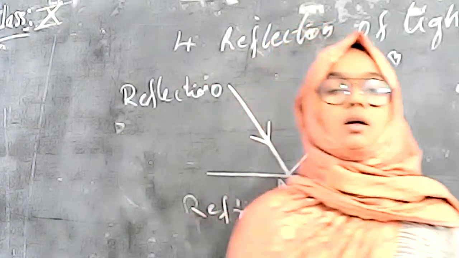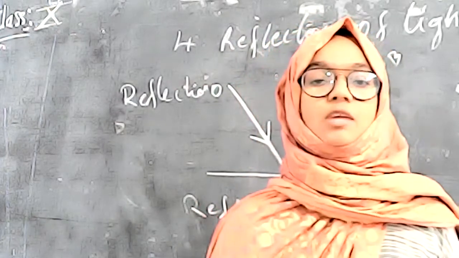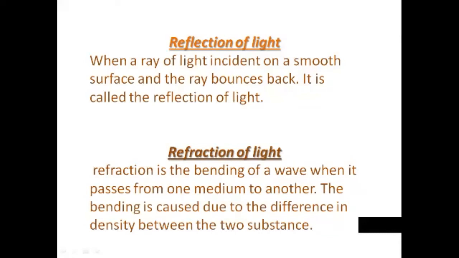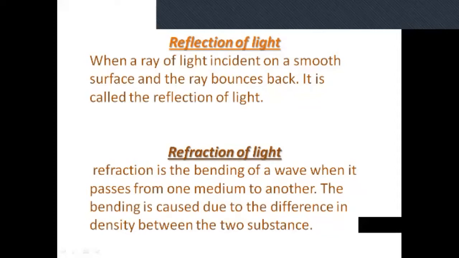Okay, so let's discuss through the slide what reflection and refraction are. Reflection of light: when a ray of light is incident on a smooth surface and the ray bounces back, it is called the reflection of light. Refraction of light: refraction is the bending of a wave when it passes from one medium to another. The bending is caused by the difference in density between the two substances. So this is refraction of light and reflection of light.